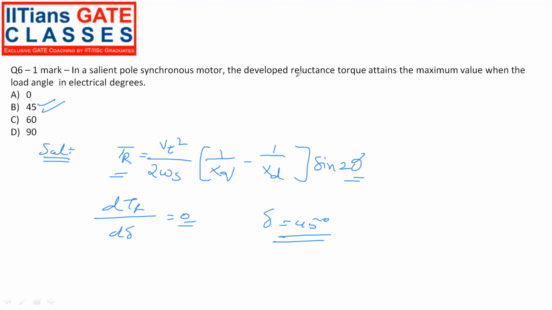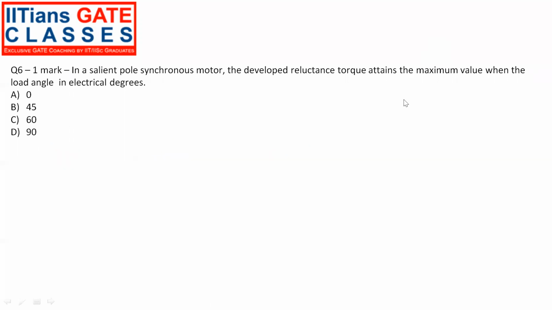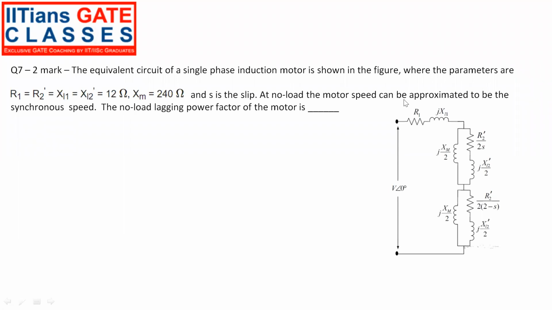Okay, guys, let's go to our next question. Question 7 is from induction machines and it is a 2 marks question. What does the question say? The equivalent circuit of a single phase induction motor is shown in the figure, and they have given us the parameters: R1 and R2 dash equal to XL1, the leakage reactances, equal to 12 ohm, and the magnetizing reactance is around 240 ohms. They are asking us to find the no load lagging power factor of the motor.